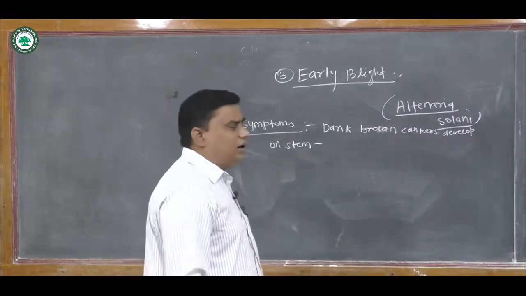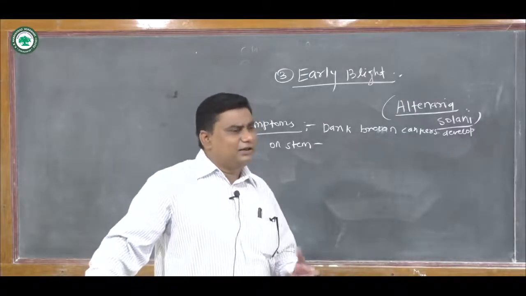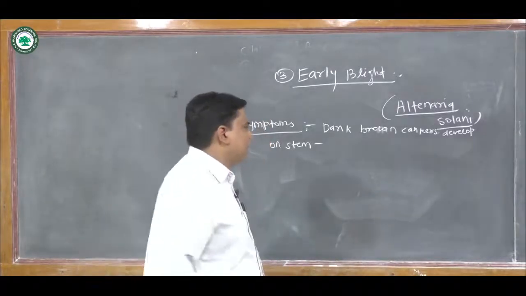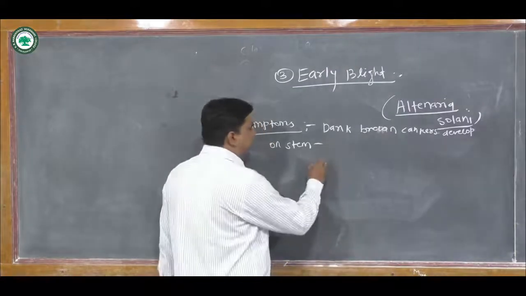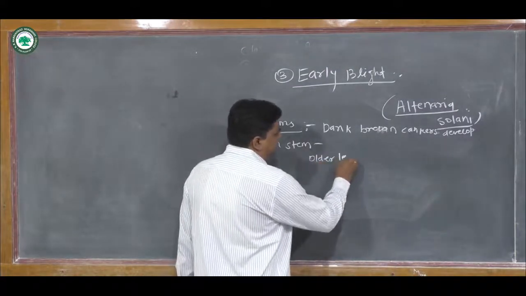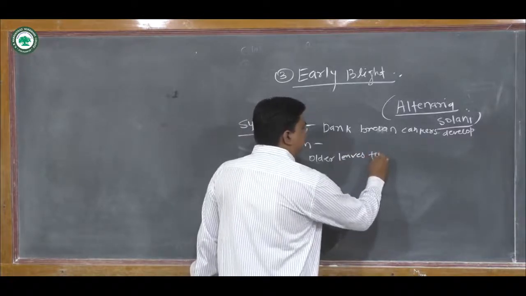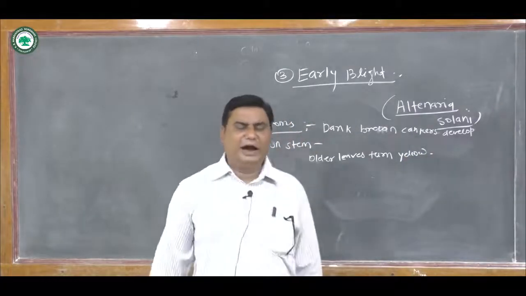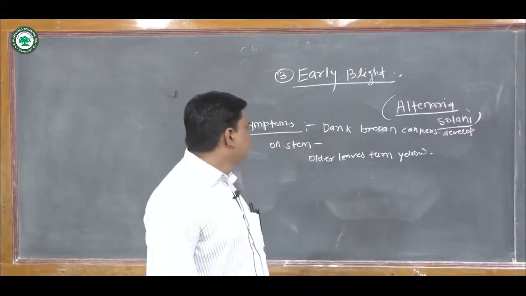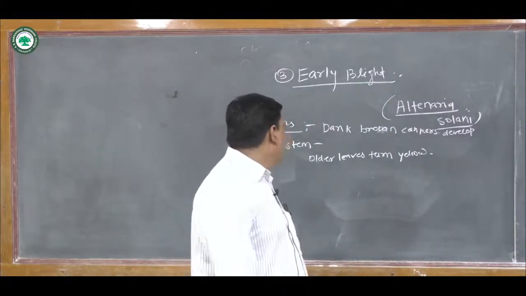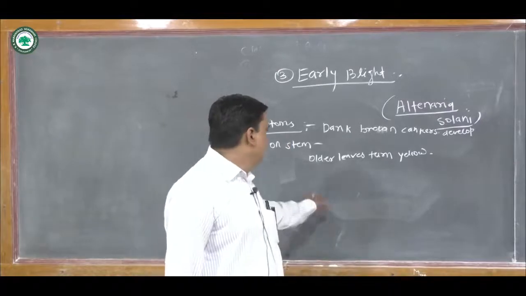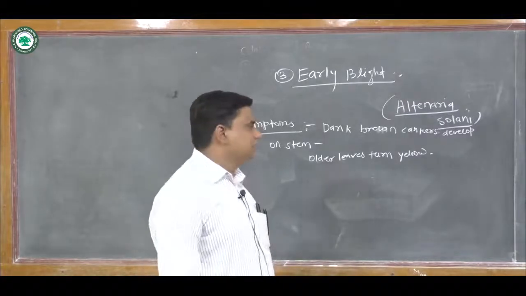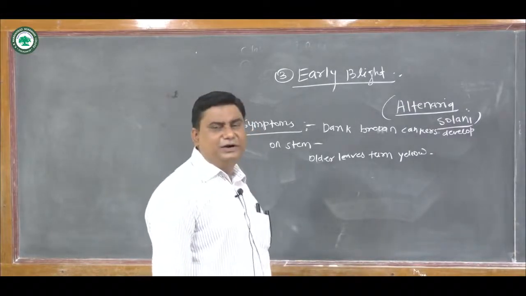Another symptom is that the older leaves turn yellow. In case of early blight, older leaves turn yellow, and ultimately they wilt and die. So these are the symptoms: dark brown cankers develop on the stem, and the older leaves turn yellow, and those leaves again wilt and die.